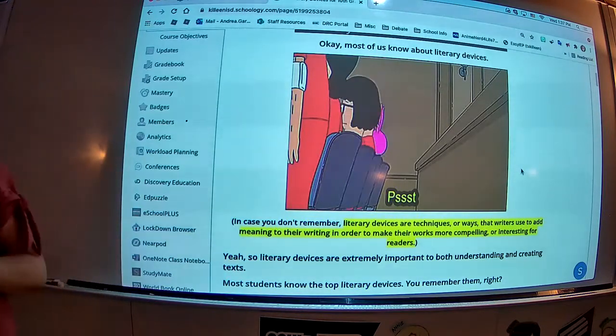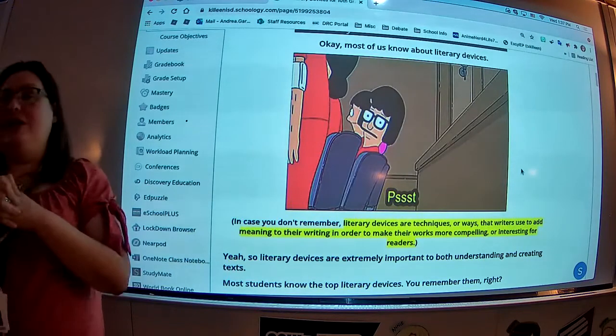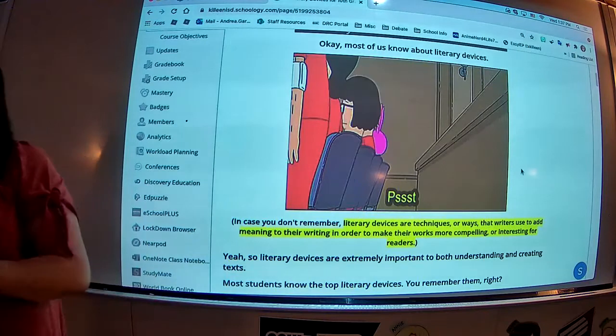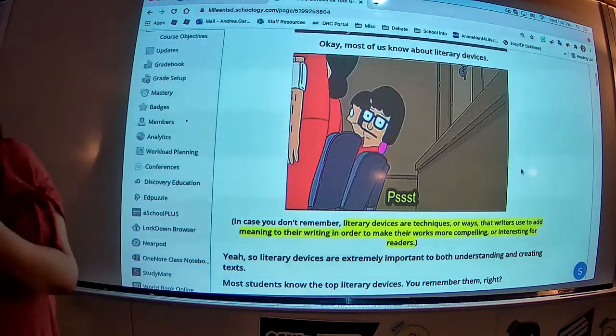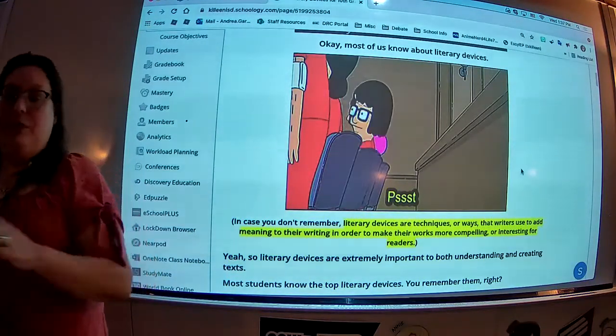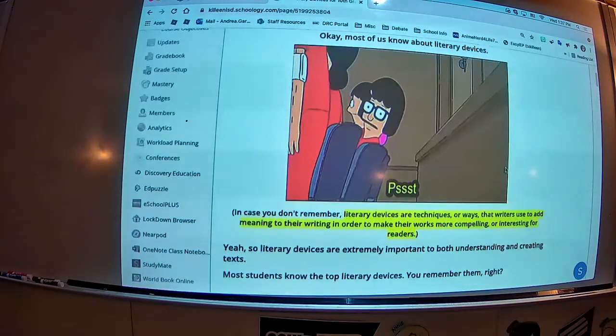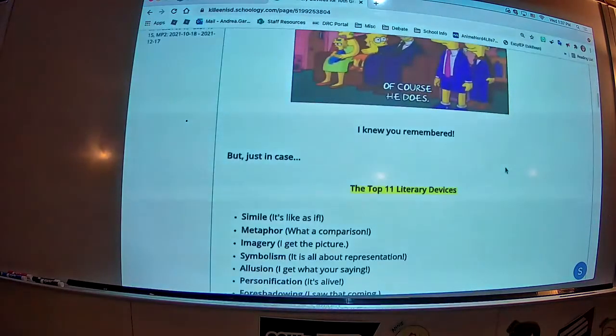Most of you should know the top 11 literary devices. You should have learned them your freshman year. And I know a lot of you should know them because I'm the one that created them and a lot of the teachers use them. So if there are certain teachers you had, you should have learned them. But just in case, I will be nice and I'll do a quick review.